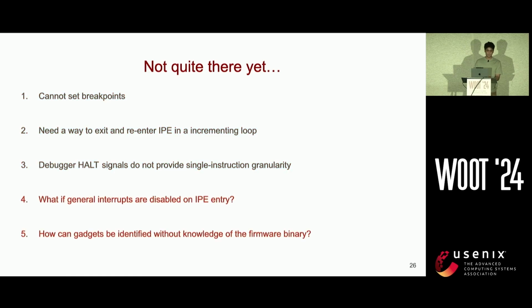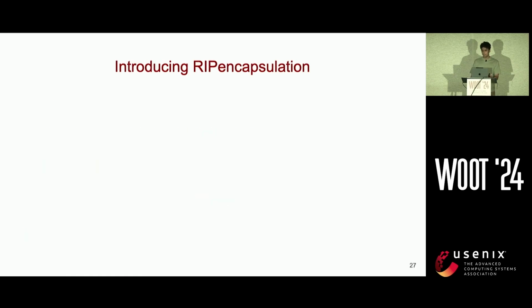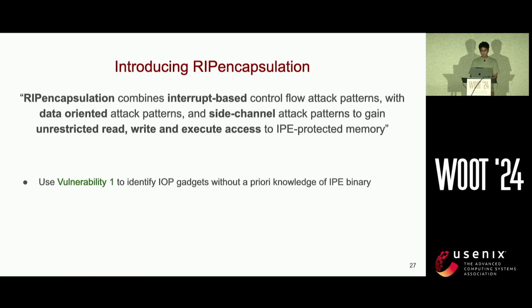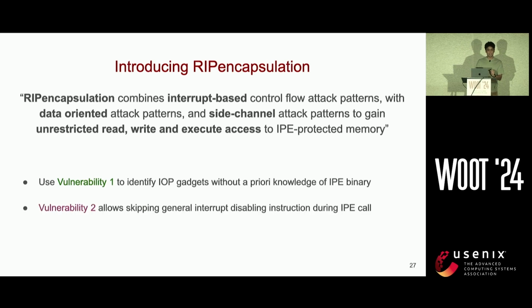Let's tackle the remaining ones. Introducing RIPencapsulation, a set of interrupt-based data-oriented side channel exploits which give the adversary unrestricted read, write, and execute accesses to the IP protected memory. Now we can leverage vulnerability 1 to identify IOP gadgets without a priori knowledge of the IP binary. Vulnerability 2, on the other hand, allows skipping general interrupts disabling instructions inside the IP zone during IP calls. So now we have all the ingredients in place for carrying out our end-to-end exploits.